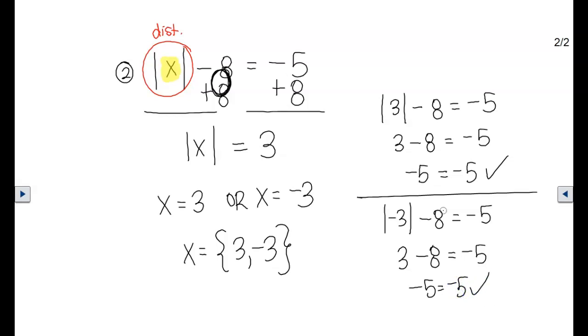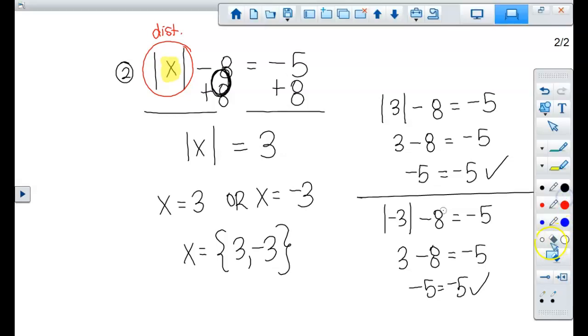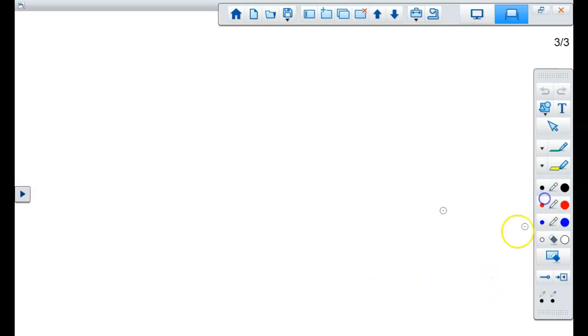So isolate the absolute value first, then split it into the two cases and solve. All right, so let's continue on. Let's add on a bit more.